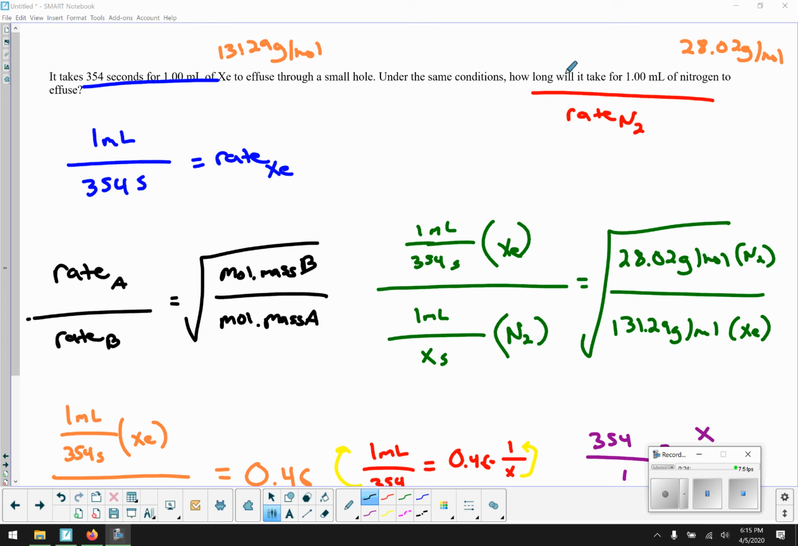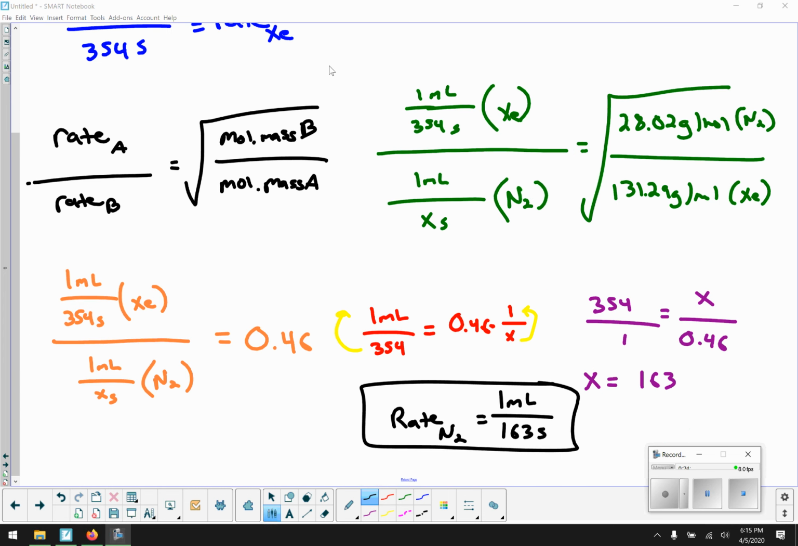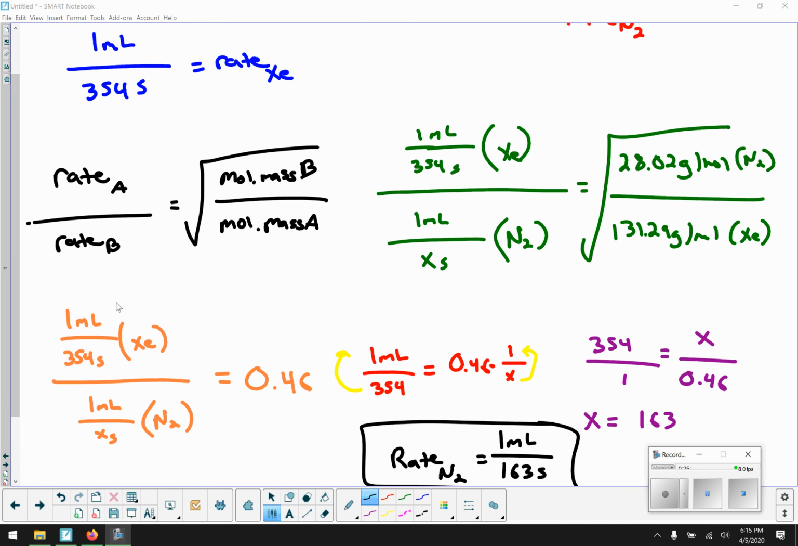The question asks, how long will it take for 1 milliliter of nitrogen to effuse? So you could just say 163 seconds. That would be acceptable. Or I like to actually write out rate N2, so the rate is 1 milliliter per 163 seconds. But you can't just say 163 and call it a day. You have to have a unit. Or if it asked you the rate, instead of just how long, you would have to say 1 milliliter per 163 seconds. So that's a Graham's law equation.